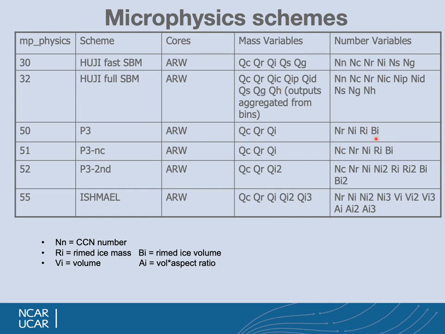P3 has some additional variables listed below, as does ISHMAEL. And those are additional variables to help with predicting the shape and the sizes and the densities of the particles.